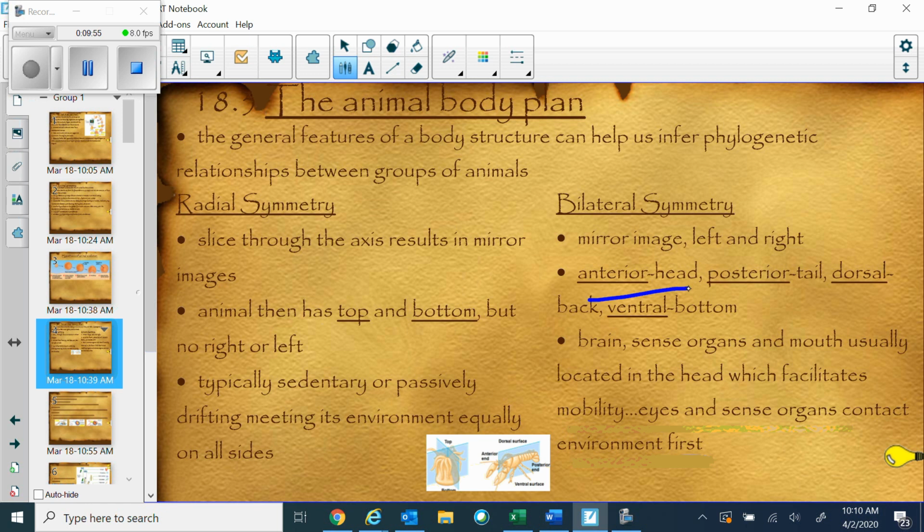So anterior is the head, posterior is the tail. Dorsal then becomes the back, and ventral becomes the belly. It's the bottom in earth-facing creatures. Okay.